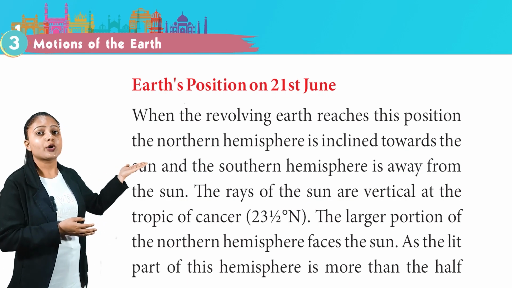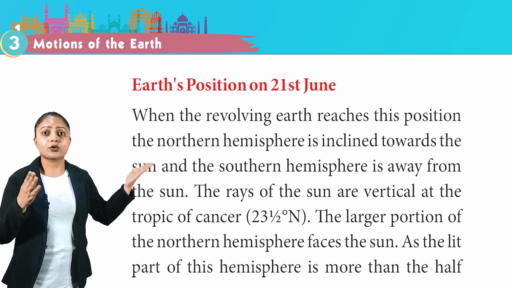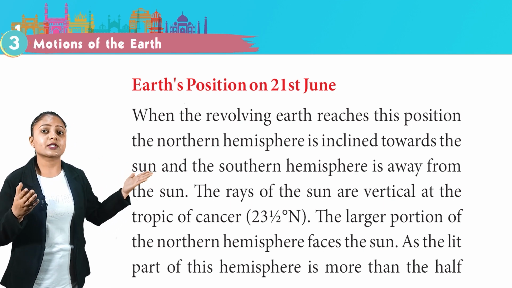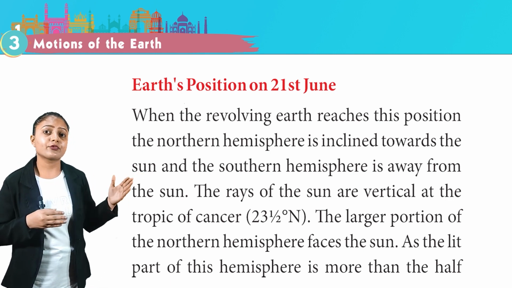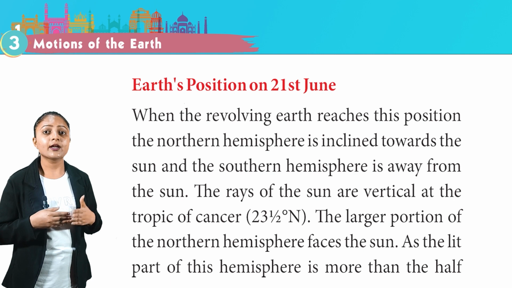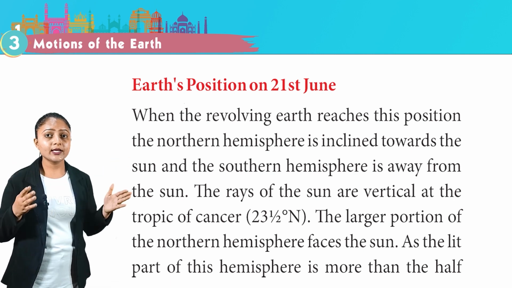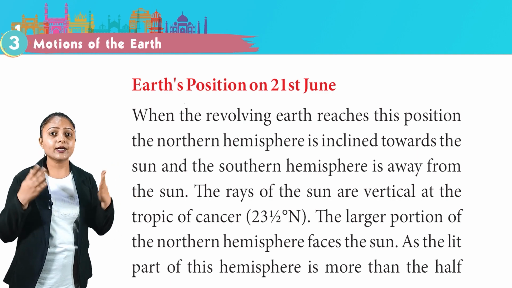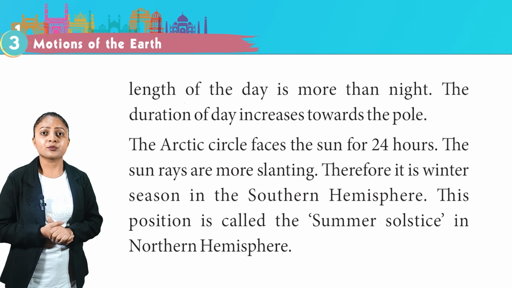Earth's position on 21st June. When the revolving Earth reaches this position, the northern hemisphere is inclined towards the sun and the southern hemisphere is away from the sun. The rays of the sun are vertical at the Tropic of Cancer, 23.5° north. The larger portion of the northern hemisphere faces the sun. As the lit part of this hemisphere is more than half, the length of the day is more than night.